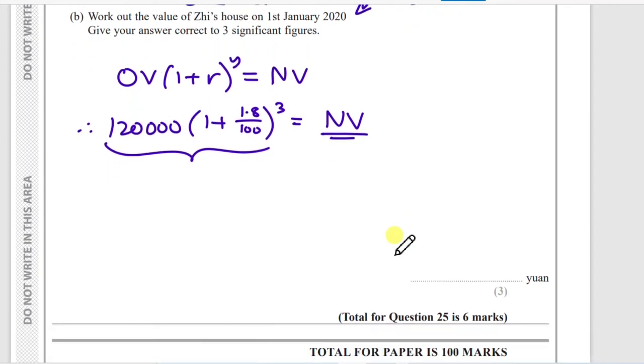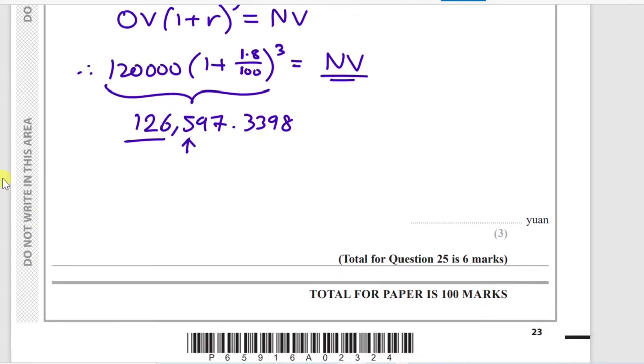And you're literally done. So 120,000 times, and just take your time, because this kind of question takes time to write as well. When I did anyway, I got this value, power 3, not 9. I got a new value of 126,597.3398. Now they want, again, 3 significant figures, yeah? So underline the first 3 numbers, look at the 4th. This is basically 5 or more. So that 126K rounds up to 127K.